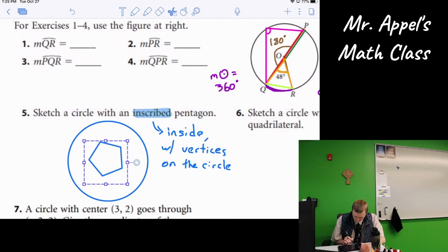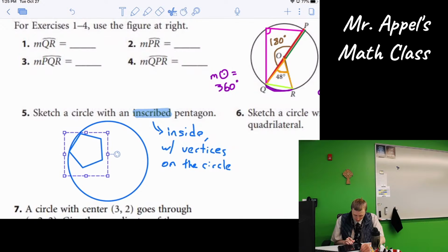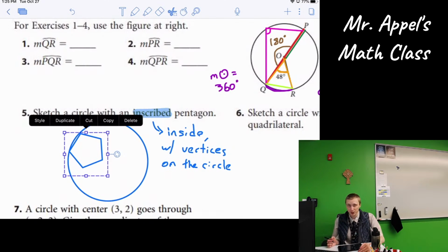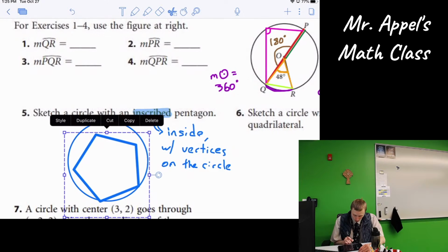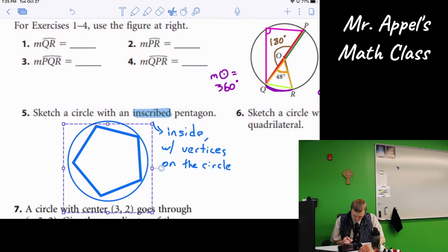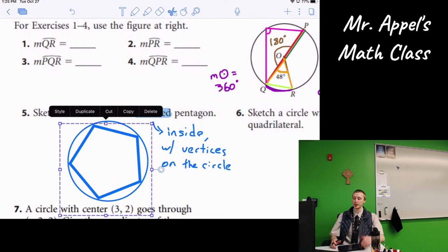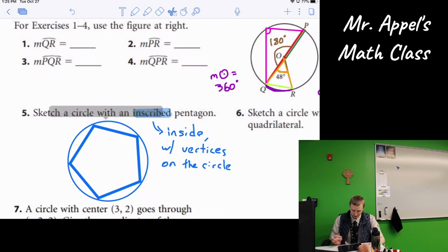All right. Don't just mean some of them. Here I've got two vertices touching the circle. I need a bigger pentagon because all the vertices must touch the circle. All 5 points there on my circle. That is an inscribed pentagon.